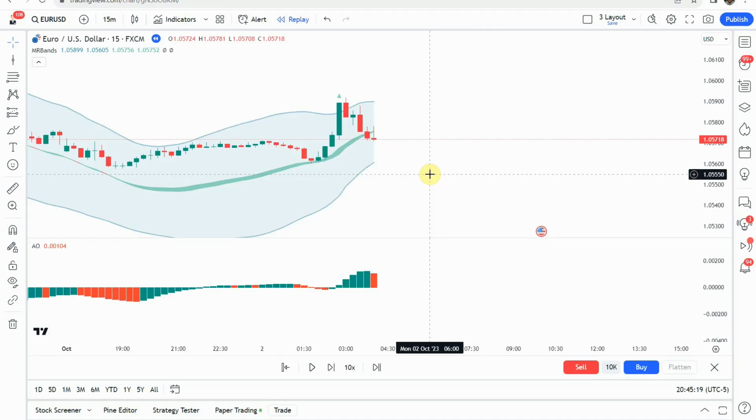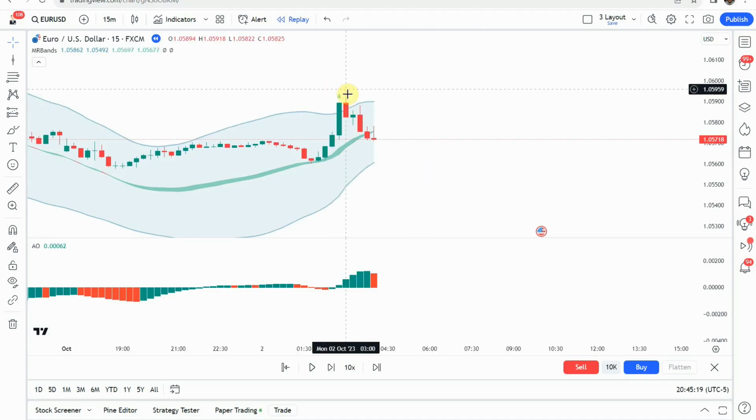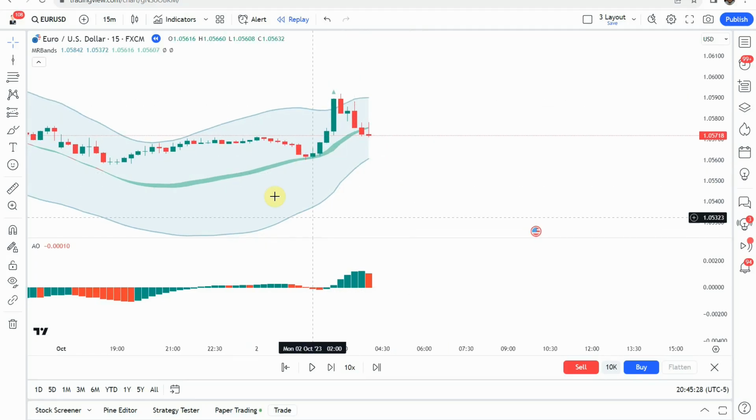Okay, so for the short trade, what we are looking for is when we get a green arrow like this, signifying the breakout of price action above the upper band. Then we are looking for the first red bar from the awesome oscillator, and that will give us our signal to then go short.